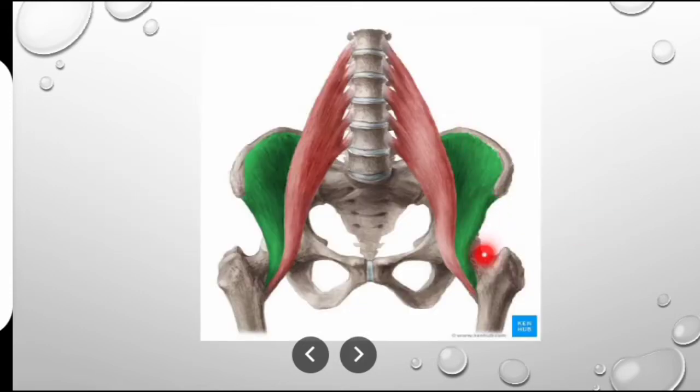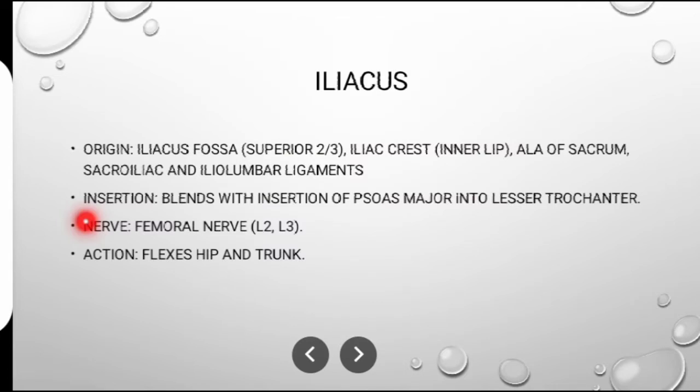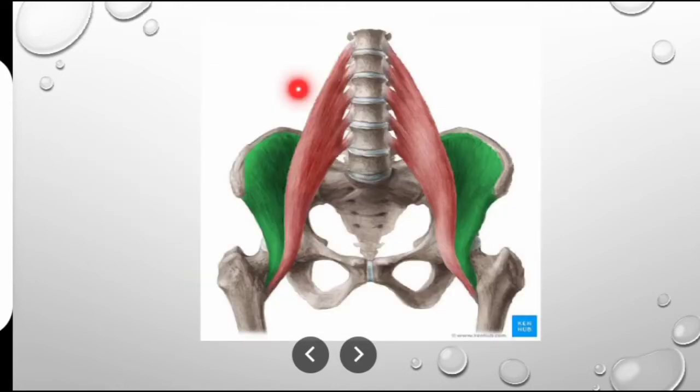This is the iliacus muscle. Nerve supply: femoral nerve. Action: flexion of hip and trunk. Iliacus muscle is involved in hip flexion and trunk flexion.